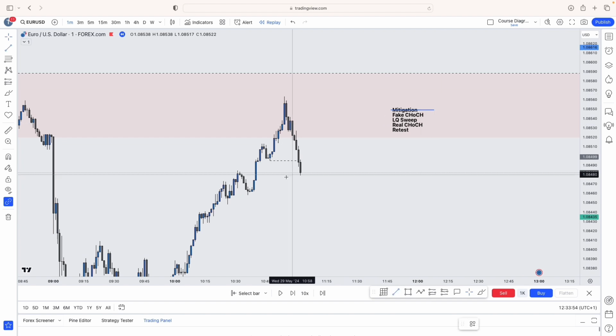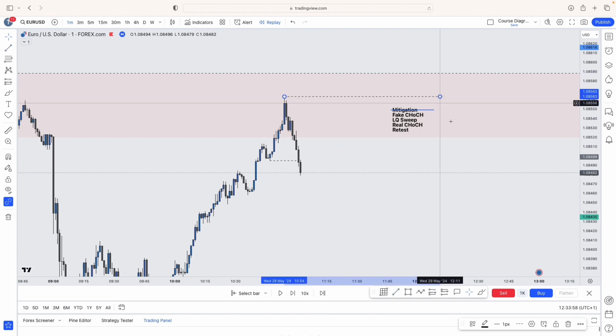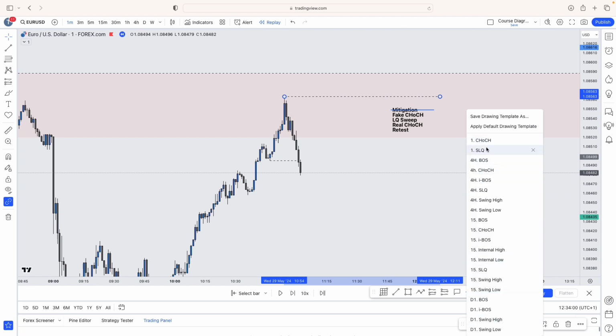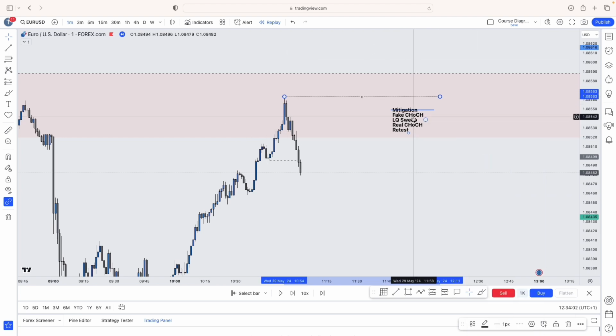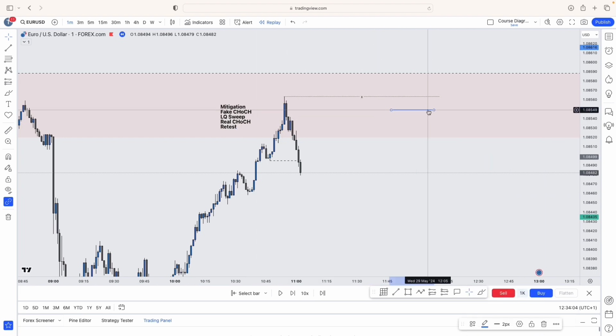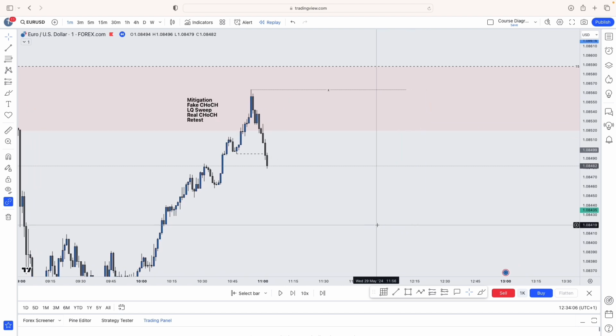Well, this fake CHoCH then generates strong liquidity above this extreme high, okay? So this is M1 strong liquidity above this high. Now, what do we wait for? We wait for this strong liquidity to be swept, okay? So we do absolutely nothing until this strong liquidity is swept.